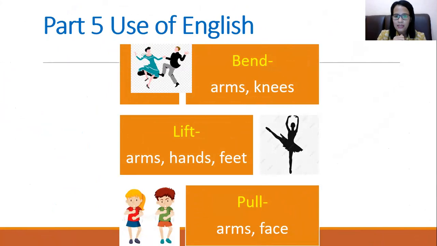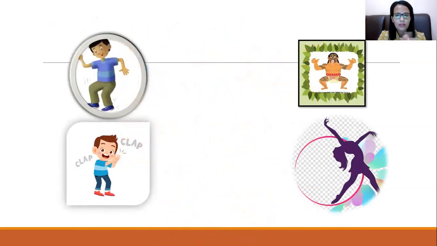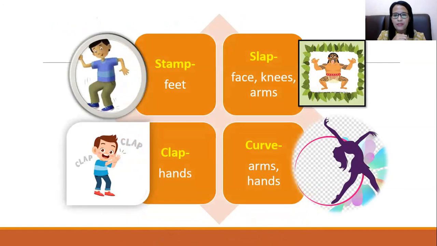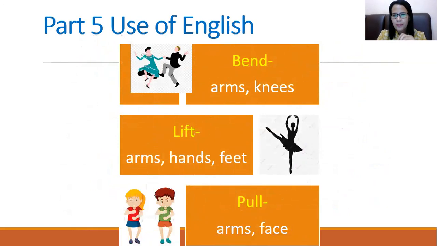And from the dances we also learn what parts of the body the dancers lift. So the dancers lift their arms, lift their hands, and lift their feet. Pull. This is in Maori Haka dance. The dancers pull strange faces, or the dancers pull their arms. The dancers stamp their feet, slap face, knees, arms, clapping hands, curving arms and hands. So these kinds of verbs of movement are used to connect to the parts of the body.